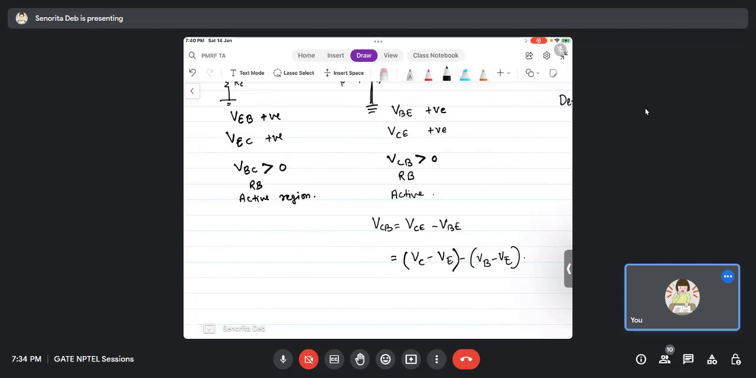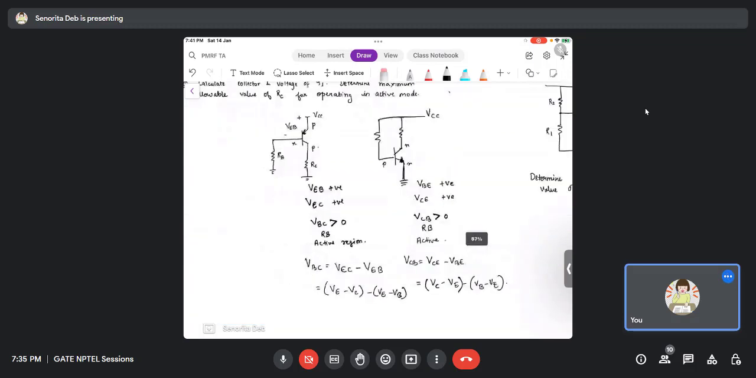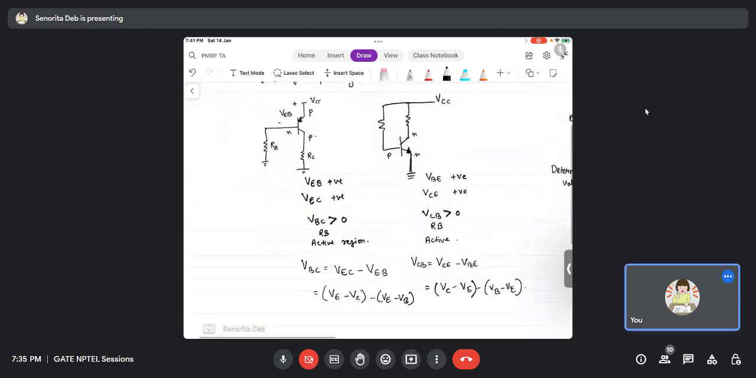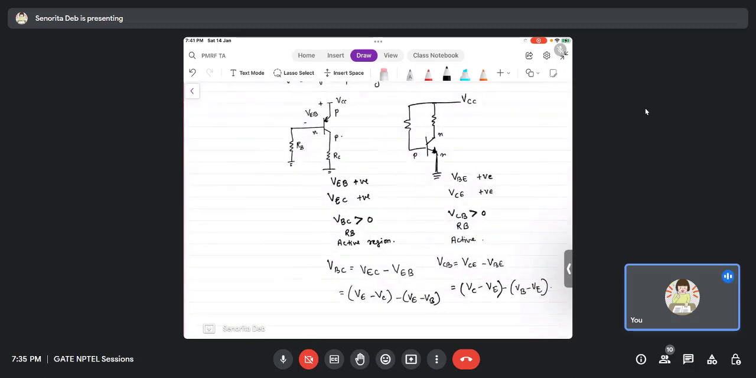So if I say VBC, then VBC is nothing but VEC minus VEB. You see? VE minus VC minus of VE minus VB. And this has to be greater than 0 for PNP. So please write down these two conditions, and then everything is sorted out in PNP. Now you can solve any question. You only need to know how to apply KVL. That's it. Please let me know if you are done. We'll have to make it quick now.